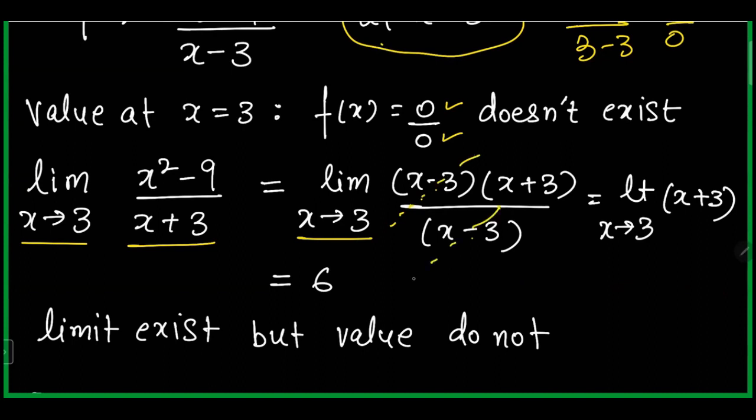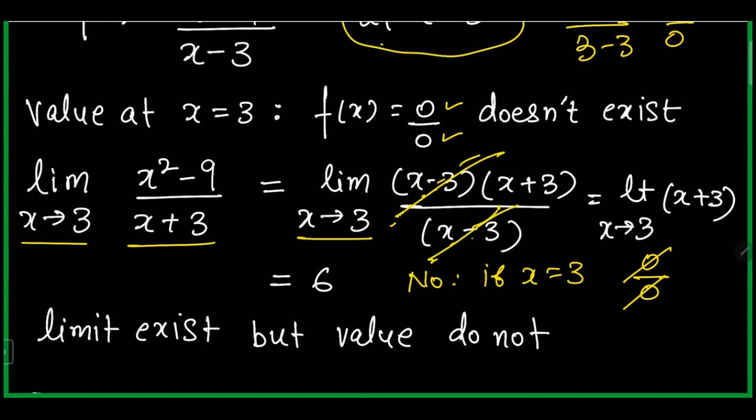So the answer is no, if x is 3. If x is exactly 3, you cannot cancel this, because otherwise you are cancelling 0 and 0. Because if x is exactly 3, x minus 3 is 0, and in the denominator also x minus 3 is 0, so you are cancelling 0 by 0. You cannot cancel 0 by 0. But if x is not exactly 3, but very close to 3, then you can cancel.